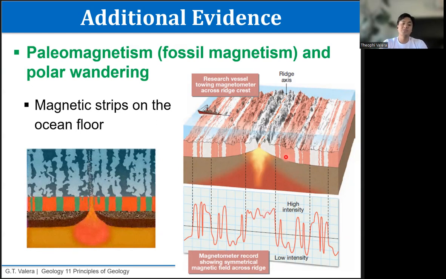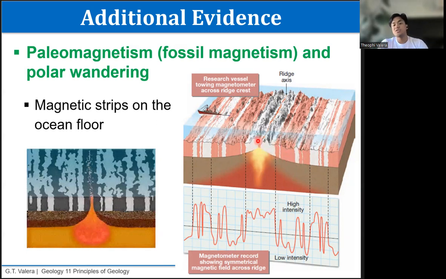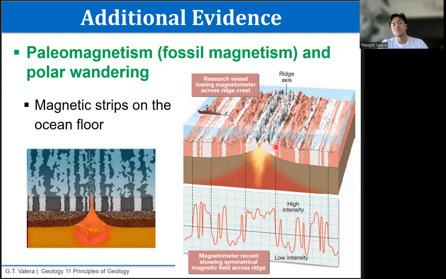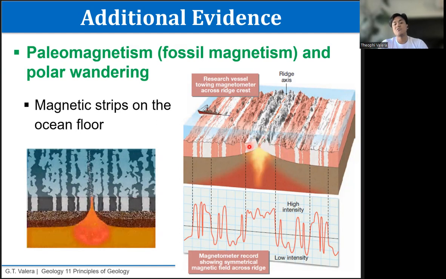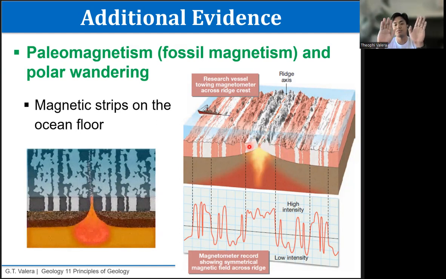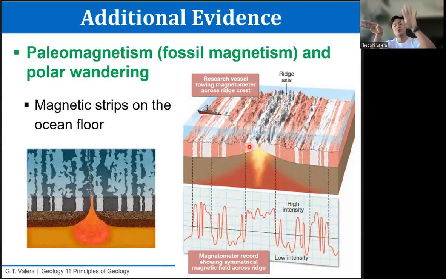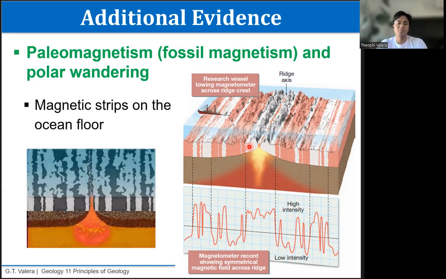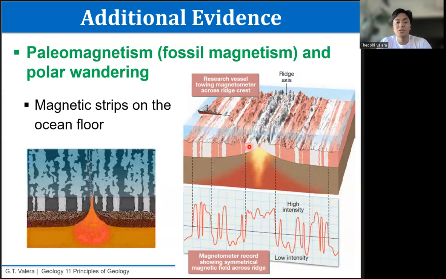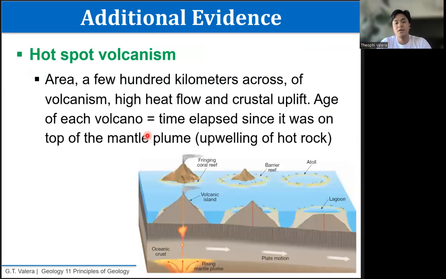Okay? And as you can see, itong parang barcode na ito, they are mirror images of one another because, as you know, along mid-oceanic ridges, the oceanic crust is formed in both directions. If this is the spreading center, new oceanic crust is formed here and here, to the right and to the left. Okay? Another evidence that we learned is hotspot volcanism.